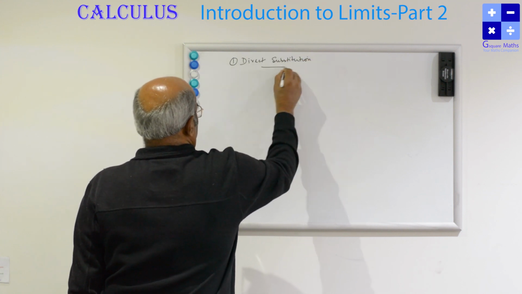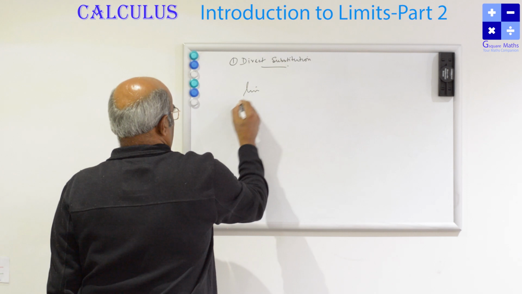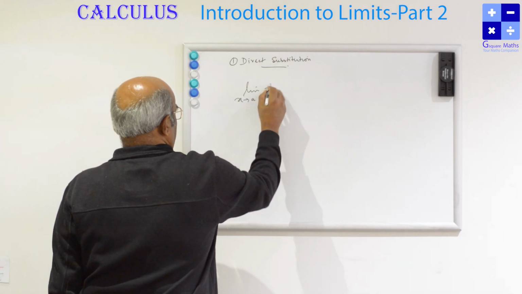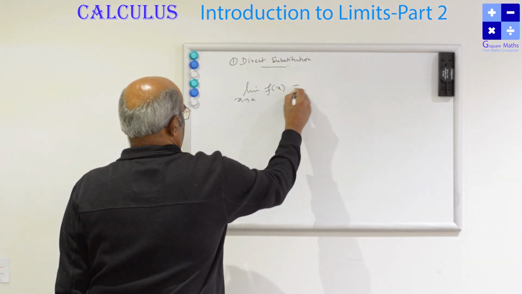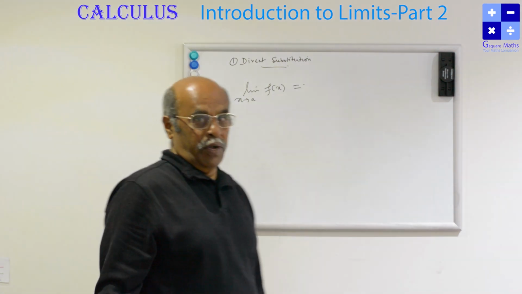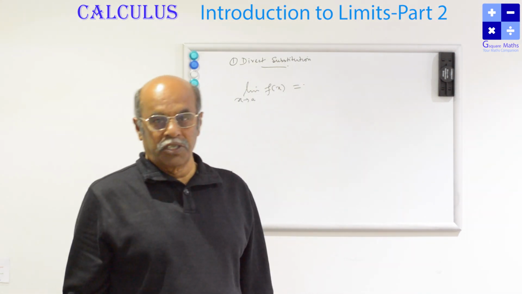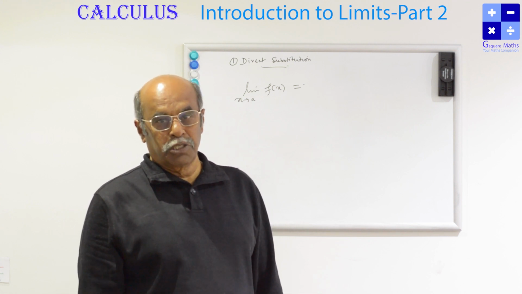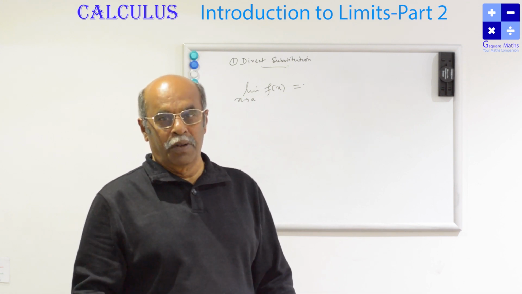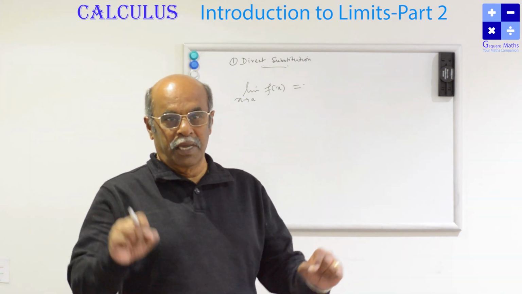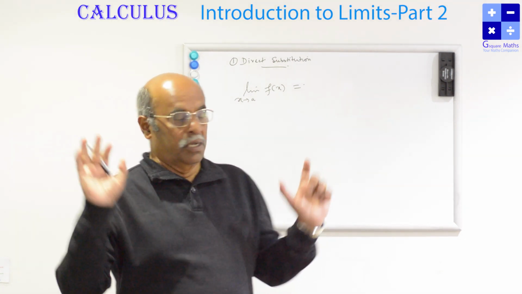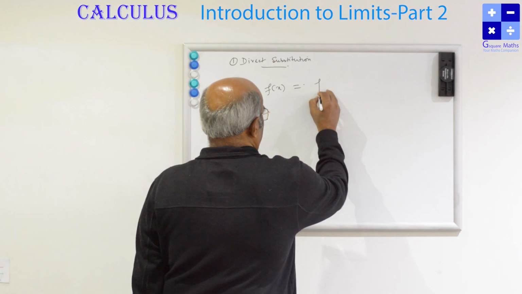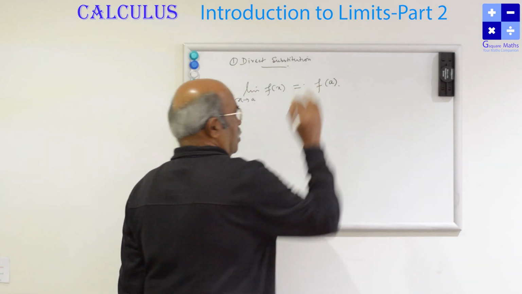What is direct substitution? Suppose you are asked to evaluate limit x tends to a of f of x, the limit of the function f(x) at the given point x equal to a. Direct substitution means replace the variable x by the given number x equal to a. That's all. Therefore the value will be f of a.